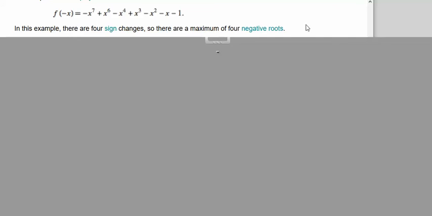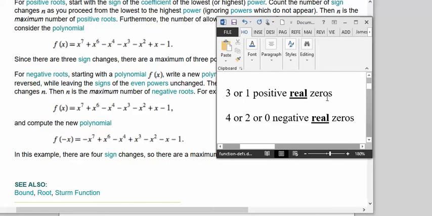So let me write that conclusion. Here are our conclusions about the original polynomial. There's 3 or 1 positive real zeros, and the number of negative real zeros is 4 or 2 or 0. It might be that there won't be any negative real zeros. So the minimum case would be 1 positive real zero and no negative real zeros, which means the other 6 zeros would all be complex. One thing about complex solutions is they always come in pairs. There will always be an even number of complex solutions.